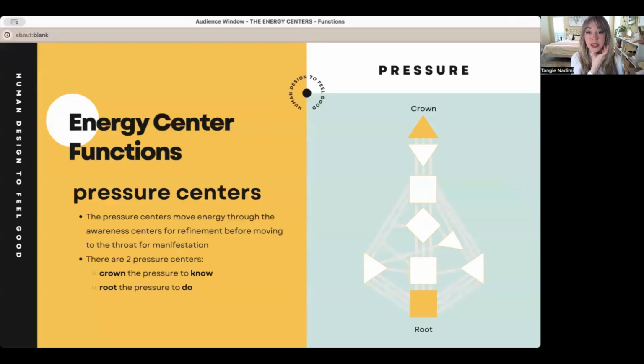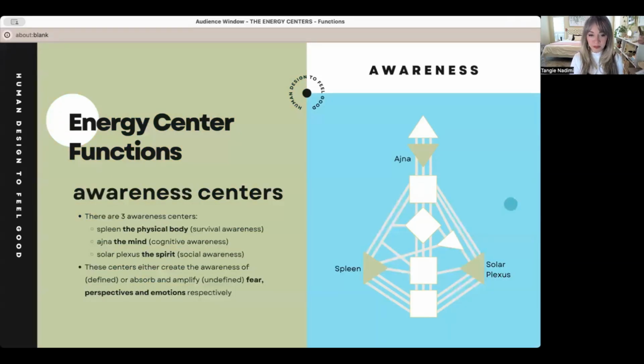The 2 pressure centers in human design are located at the very top of the body graph and the very bottom. That is the crown and the root center. These pressure centers move energy through the awareness centers, those 3 outside triangles, for refinement before moving to the throat for manifestation. The 2 pressure centers represent the pressure to know in the crown and the pressure to do, or to move forward, in the root.